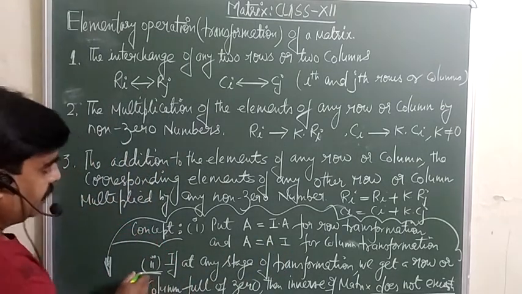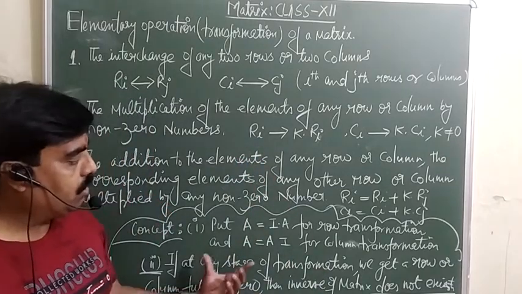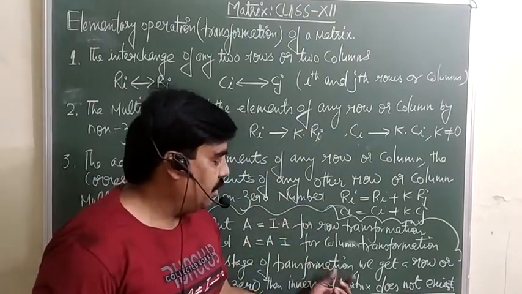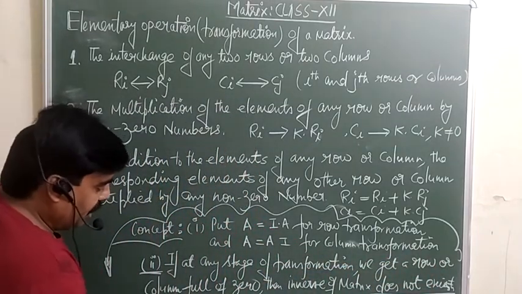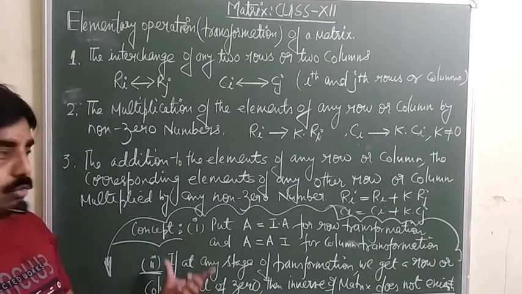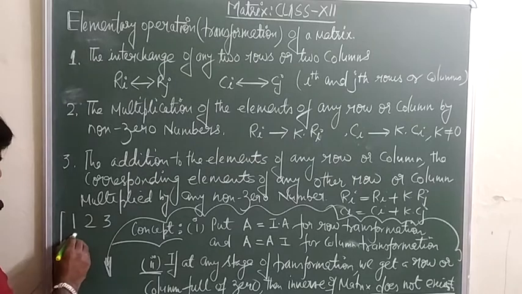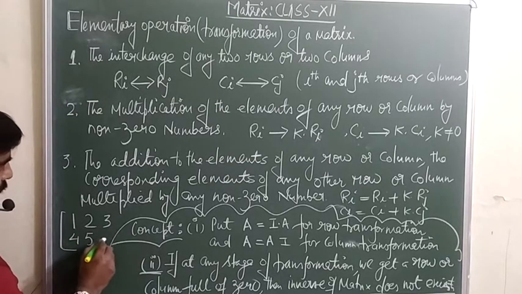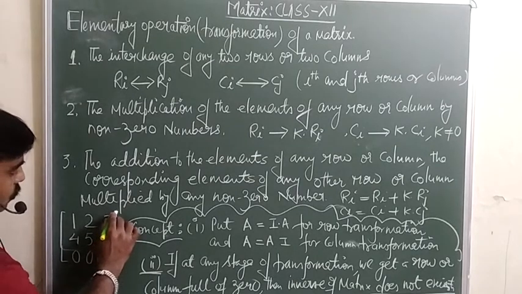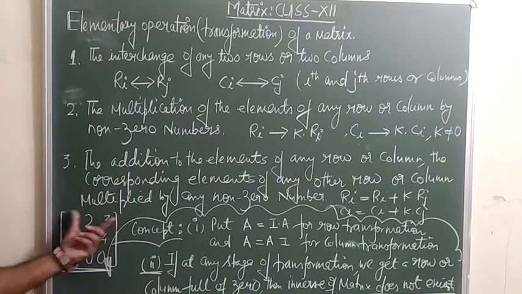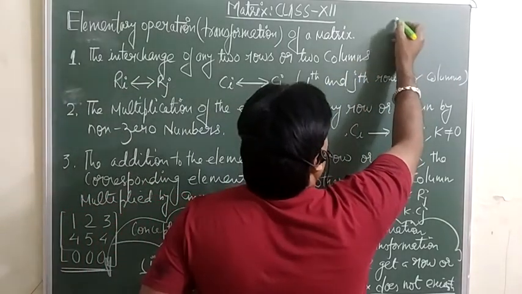Second, keep in mind, if at any stage of the transformation, either row or column, it hardly matters, we get any row or column full of zeros, then the inverse of that matrix does not exist, since there should be an invertible matrix.